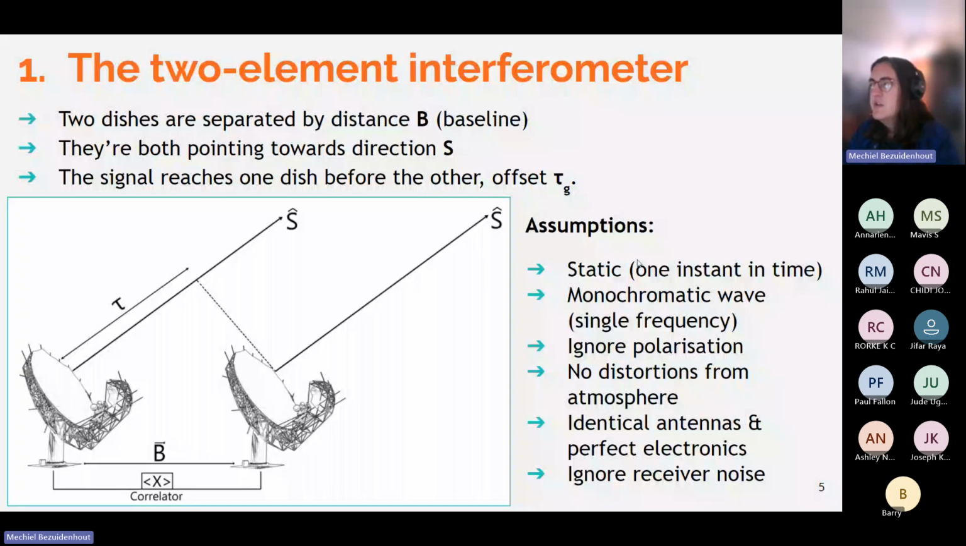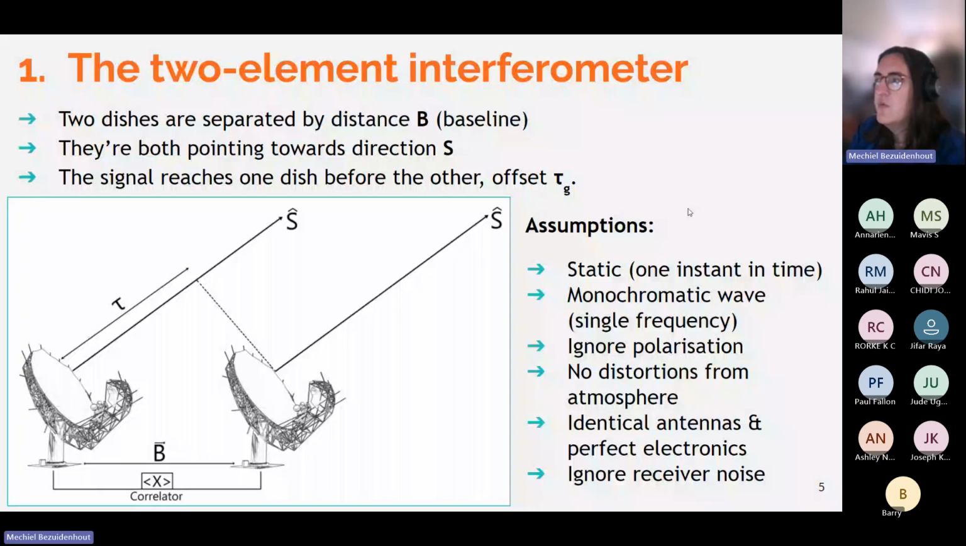Now we're making some assumptions here. Let's say that this is a static system, so we're only interested in a single instant in time. This is not a dynamic thing. Let's also assume that the wave that's coming in is a monochromatic wave, so it only has a single frequency. And let's ignore any polarization in that wave. Let's ignore any distortions from the atmosphere, which could often be very significant. And let's assume that the antennas are perfectly identical. That's called a homogeneous array, and that they have exactly perfect electronics. We're ignoring any receiver noise or anything like that.